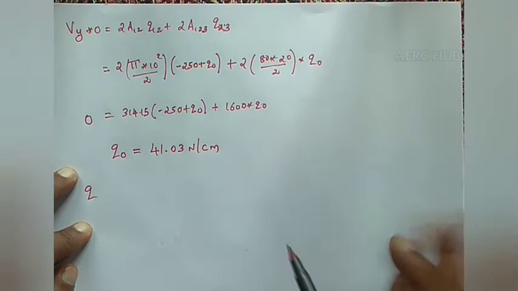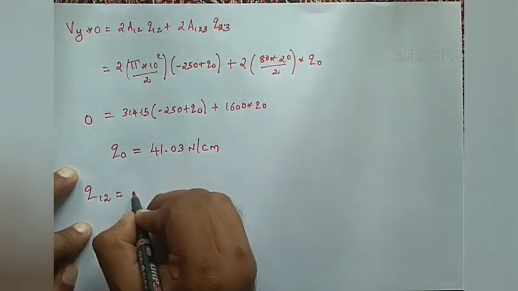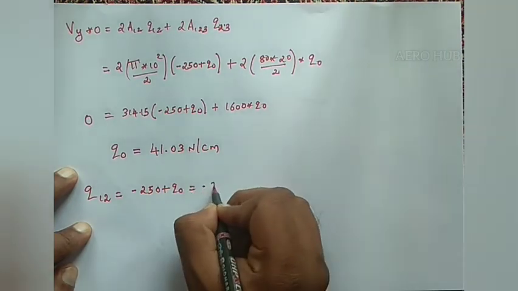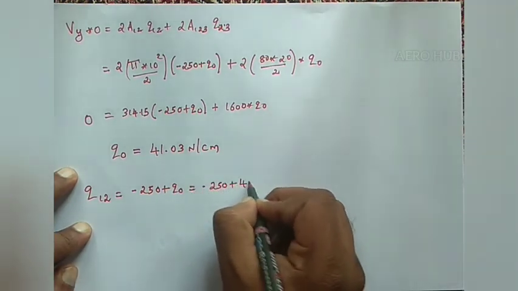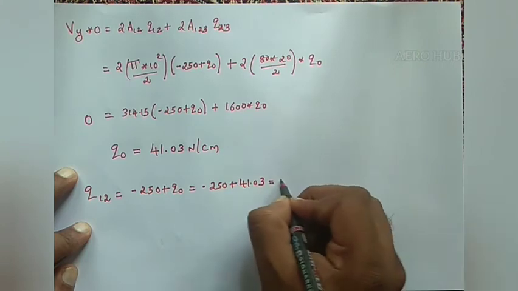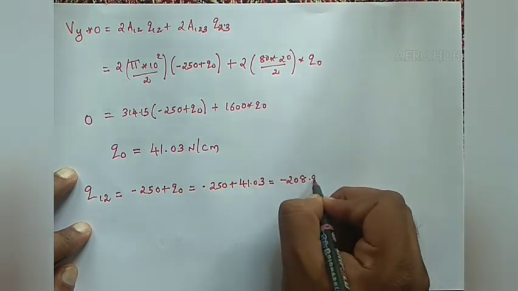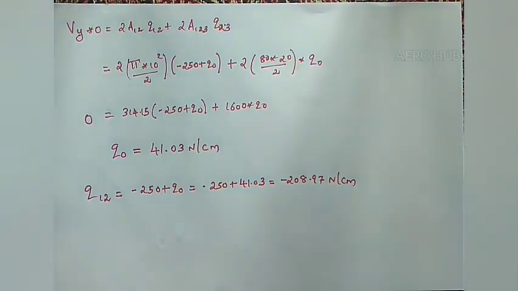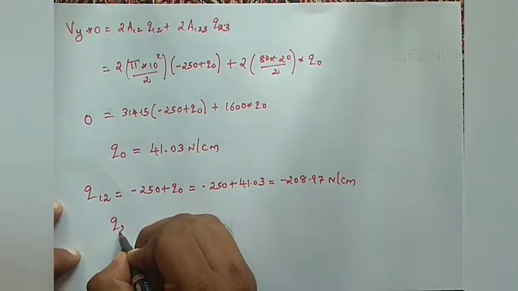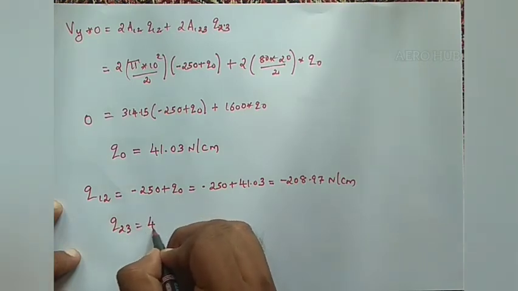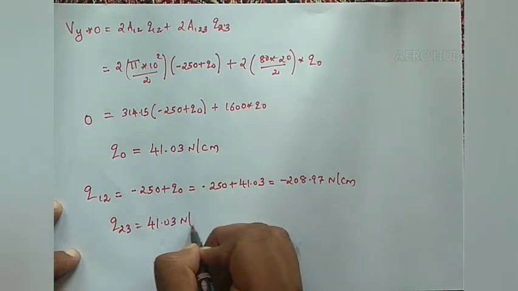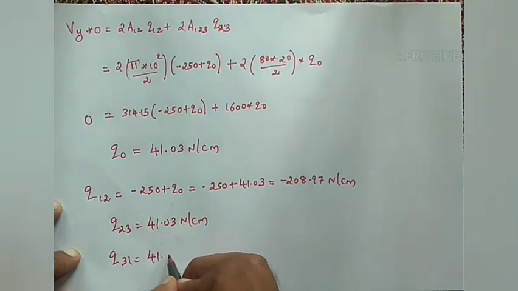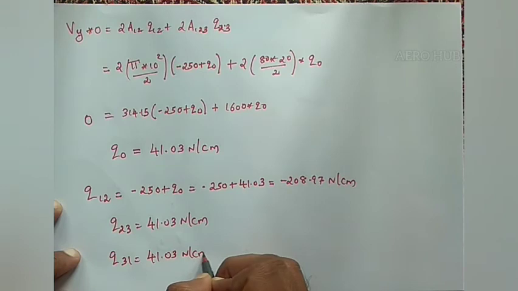So Q12 is equal to minus 250 plus Q naught, that will be minus 250 plus 41.03, that will be minus 208.97 Newton per centimeter. Okay, and Q23 is equal to 41.03 Newton per centimeter, and Q31 is equal to 41.03 Newton per centimeter.